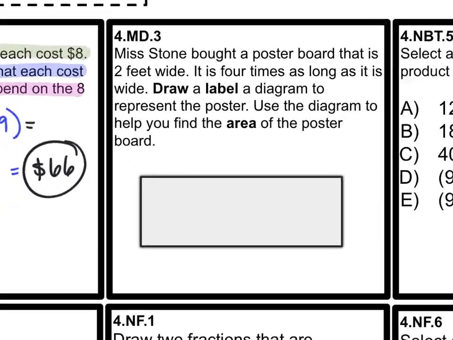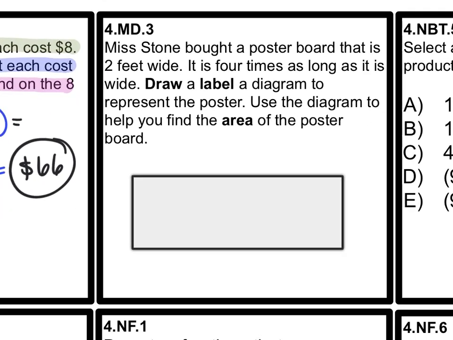Okay, next one. Miss Stone bought a poster board that is 2 feet wide. It is 4 times as long as it is wide. Draw and label a diagram to represent the poster. Use the diagram to help you find the area of the poster board. I don't think this box was in your worksheet, but you can go ahead and draw one in for yourself. I must have put it in there while I was doing my Zoom meeting with everyone today.